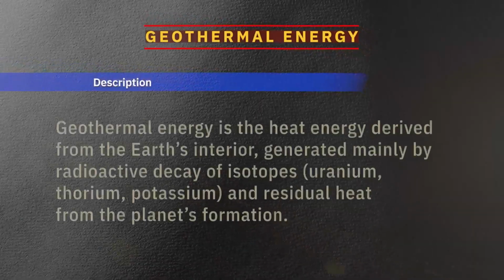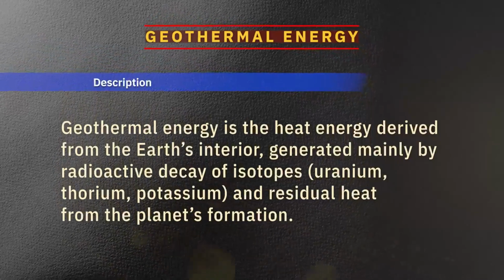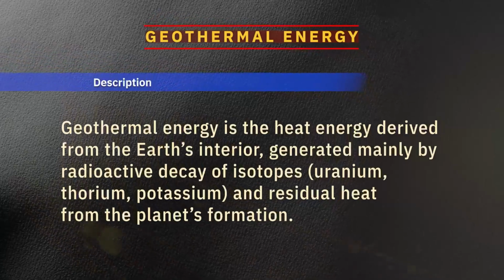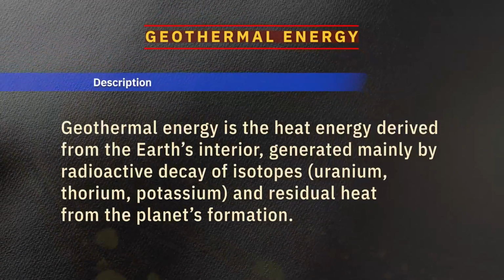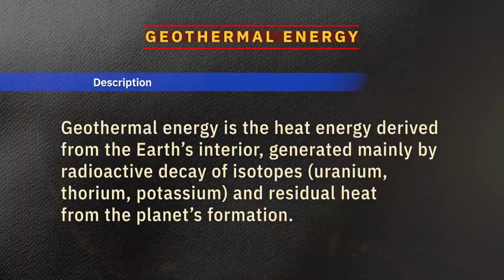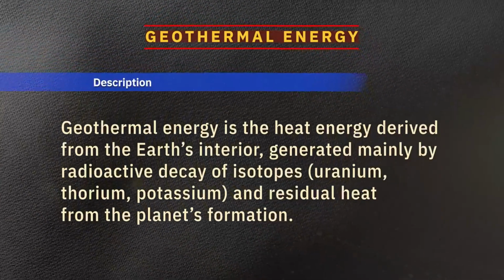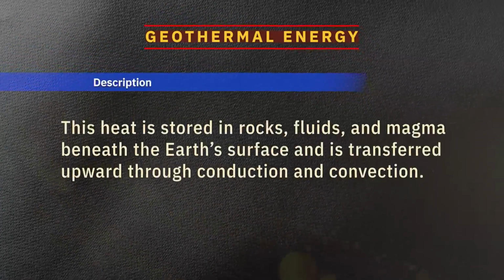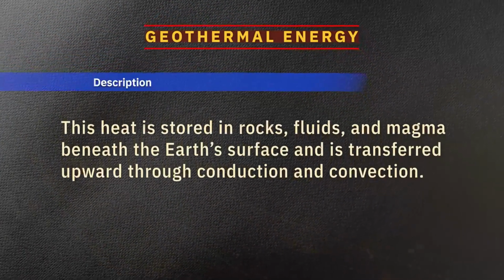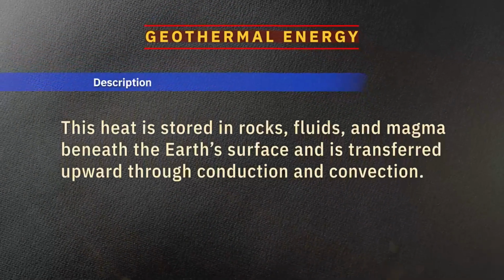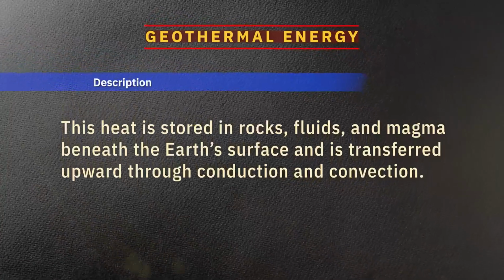Then coming to the next renewable source of energy, that is geothermal energy. Geothermal energy is a bit rare because it is very much location specific, and this type of energy is heat energy derived from the Earth's interior, generated mainly by radioactive decay of isotopes, mainly uranium, thorium, potassium, and residual heat from the planet's formation. This heat is stored in rocks, fluids and magma beneath the Earth's surface and is transferred upward through conduction and convection whenever any river or any water body comes in contact with it.